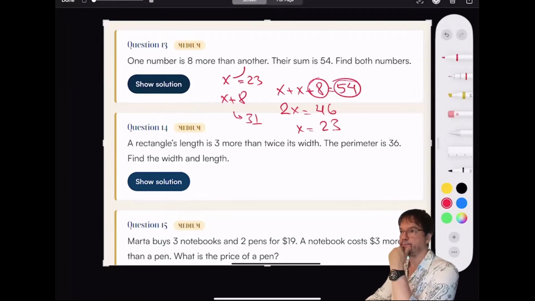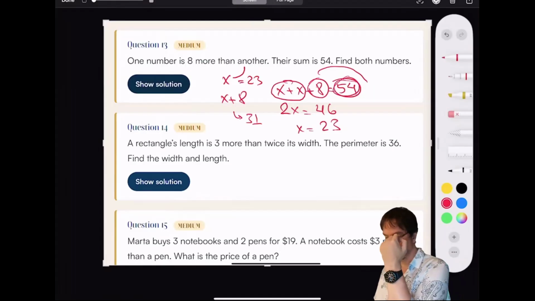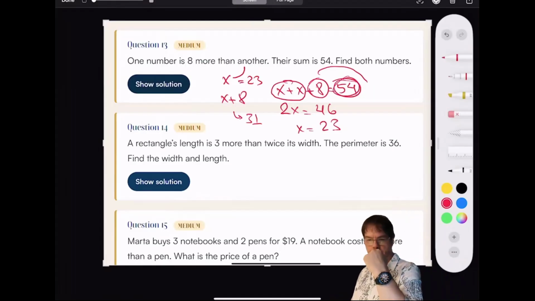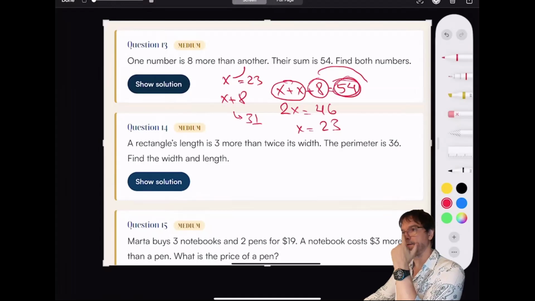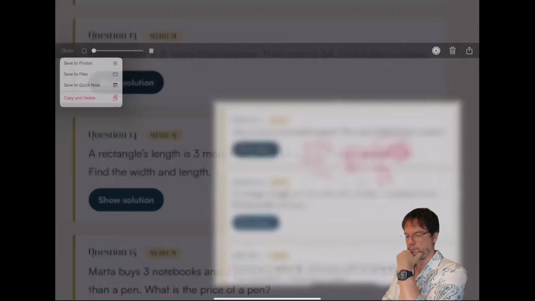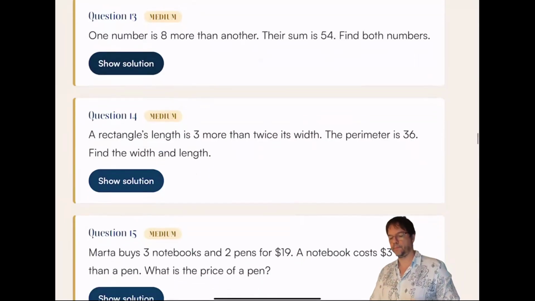Do you agree? Yes. Yeah, I made a mistake when I added a second x. x plus x equals 54 minus 8. Got it. Is that okay? Yeah.